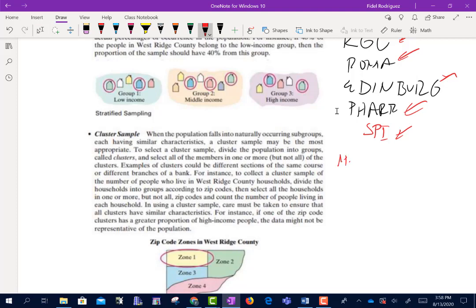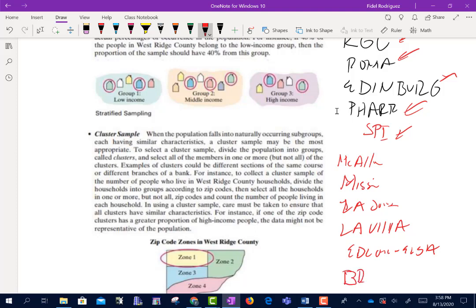We're going to go McAllen, right? Mission, La Joya, okay, La Villa, Edcouch, Elsa, La Máquina Amarilla, right? Everybody through here, right? Brownsville. Can't even spell today, right? Everybody. Okay. What we do now is we select the members in one or more, but not all of the clusters.